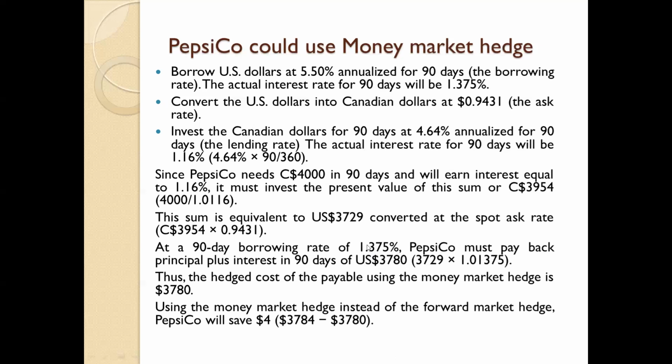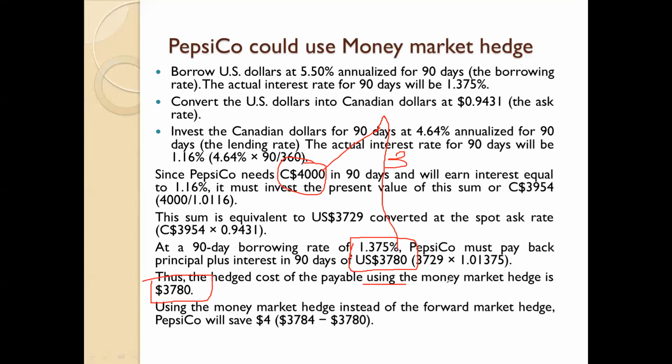This is the amount he is going to pay in the end. So this is the dollar amount he is going to pay in order to buy Canadian dollar 4,000 after 3 months. Now, what is the hedging cost? Actually, the hedging cost is this, 3,780.